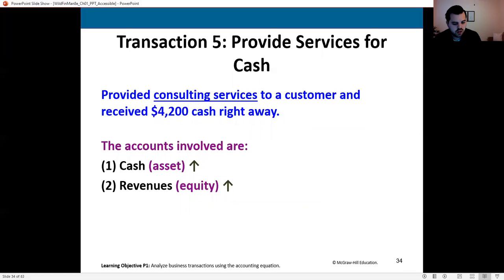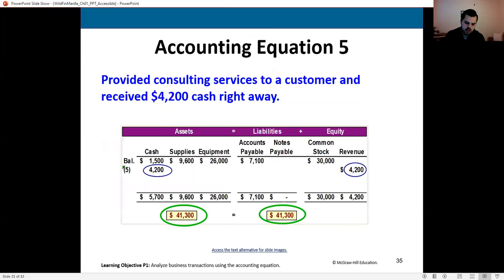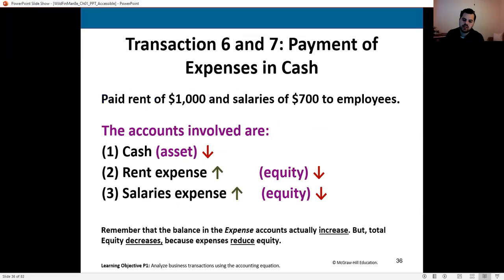So we provided consulting services and received cash today. In this case, we received cash. Cash increases, cash is an asset. We receive revenue because we provided the service. At the moment that we provided the service, we have earned the revenue. Revenue is part of equity. So equity is increasing by 4,200 and assets are increasing by 4,200, remaining in balance.